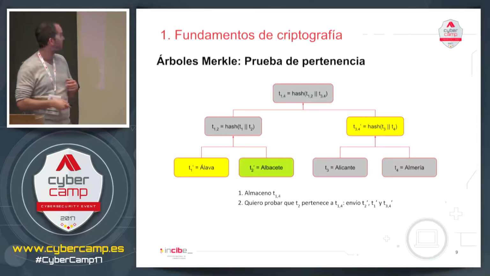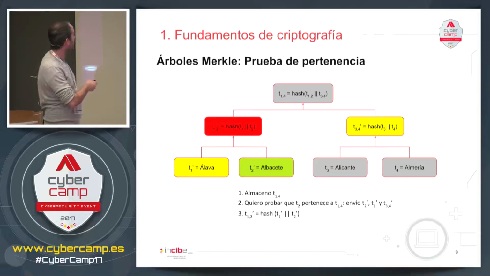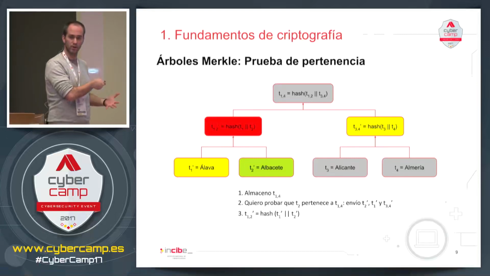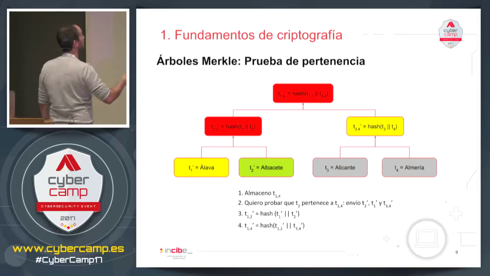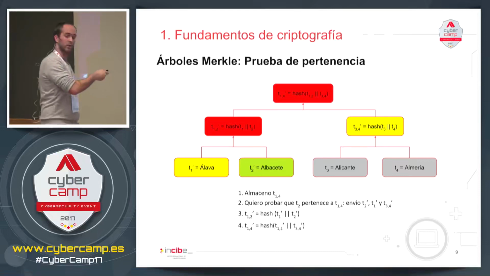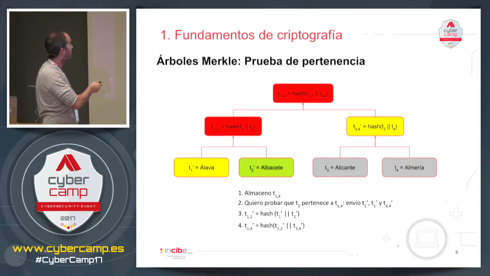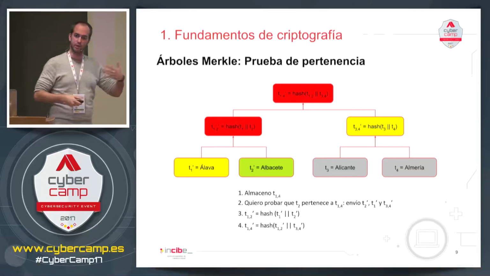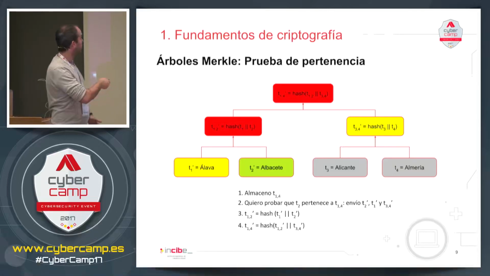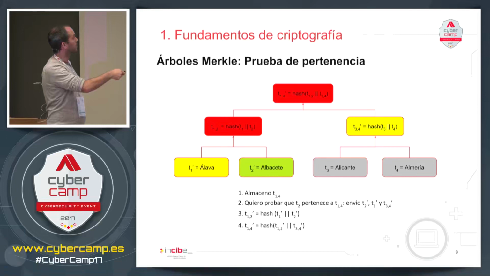So Alava and Albacete, what is he going to do? Recompute the hash T12 with Albacete and Alava, because I'm sending it to him. And later, as the last step, he will check the root node. And this root node is derived from the values that I just sent him. He's going to compute with a concatenation of these 2 values that I sent, concatenated and linked with this value, 34 prime.